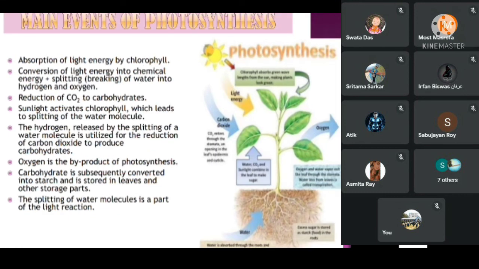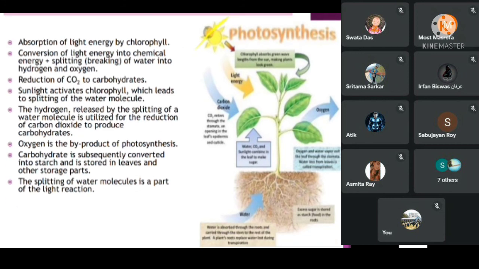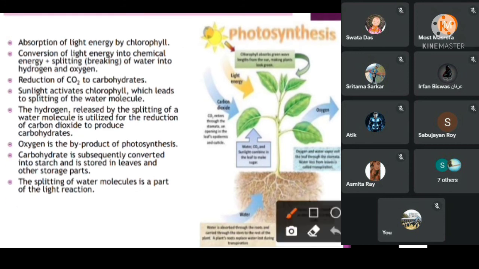Next we will see the events of photosynthesis in this picture. Okay, so see, at first the light energy is coming from the sun, and the chlorophyll absorbs the green wavelength from the sun, making plants look green. So why do the plants look green? As we know, chloroplast is present inside the leaves, and there is chlorophyll, the green pigment. So chlorophyll absorbs the green wavelength from the sun, which makes the plant look green.